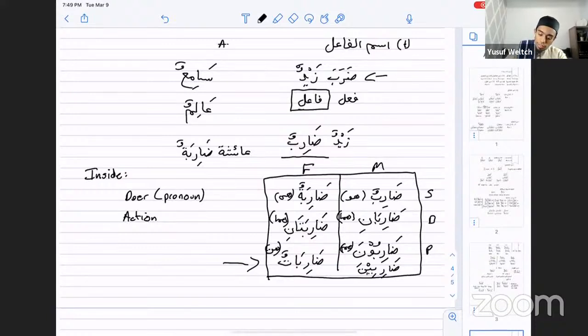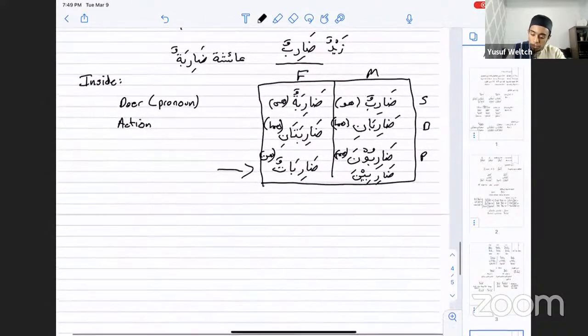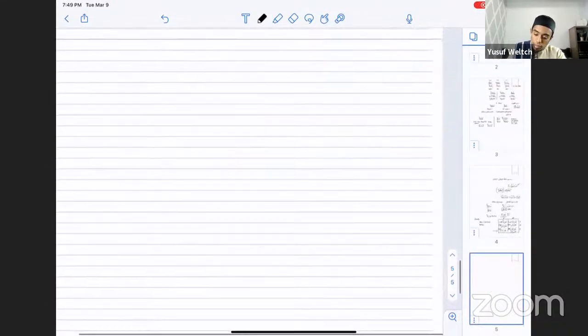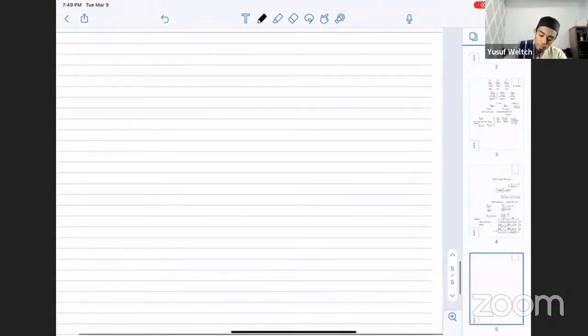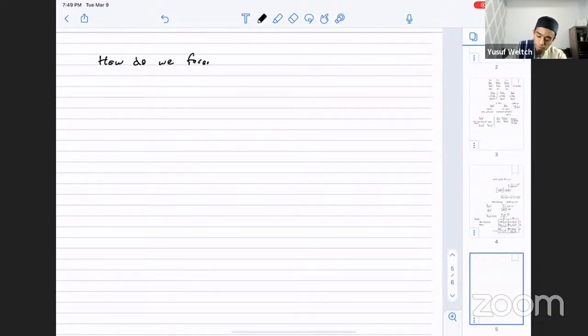This is called the active participle. Okay, how do we make it? Let's just give ourselves some space. How do we form ism al-fa'il? Tamam. So how do we form the ism fa'il?